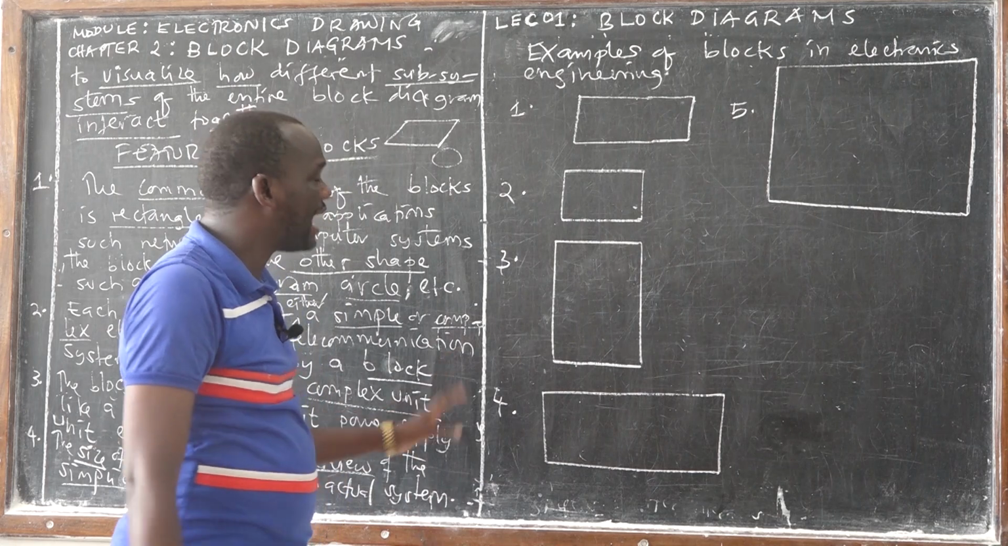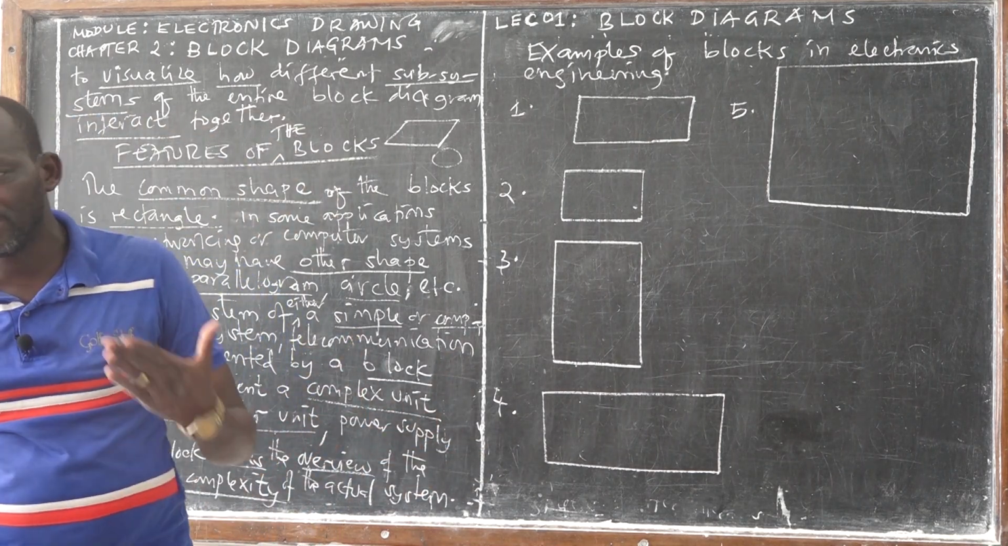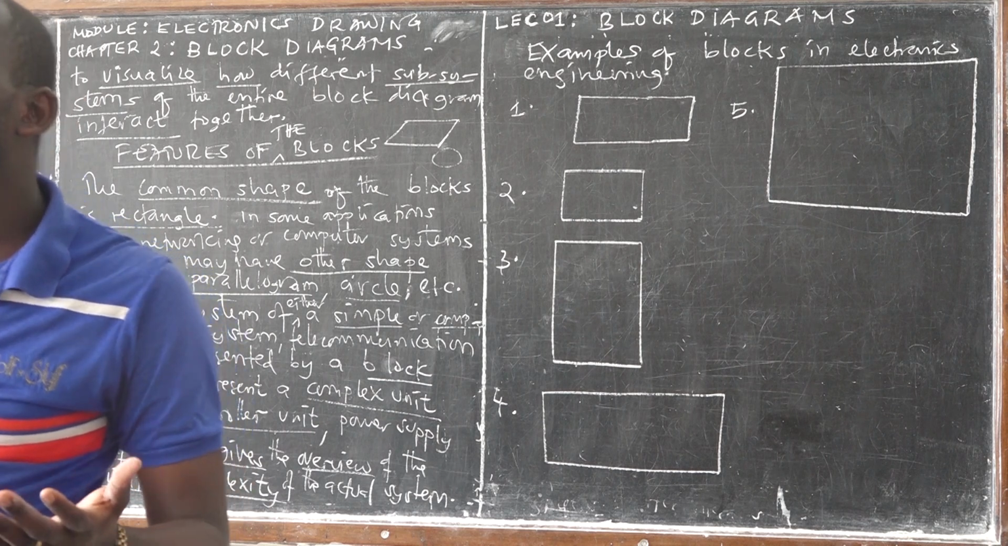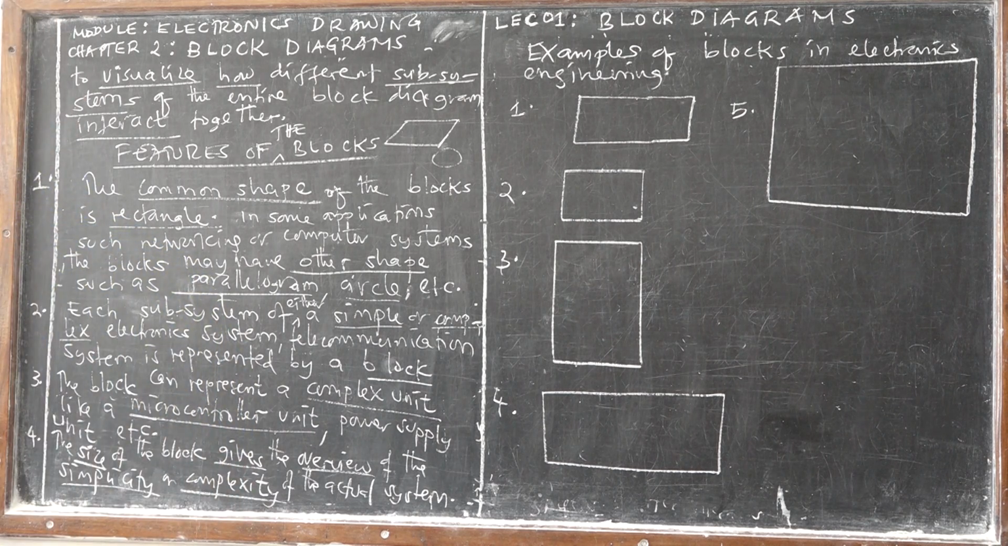All of these are blocks that may represent either a simple unit or a complex unit. When you say simple unit, for instance, in our human bodies, if you are asked to describe one organ in the digestive system, it will be different from when we ask you to describe all the organs in the digestive system.